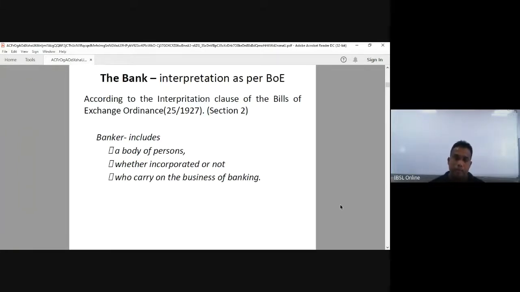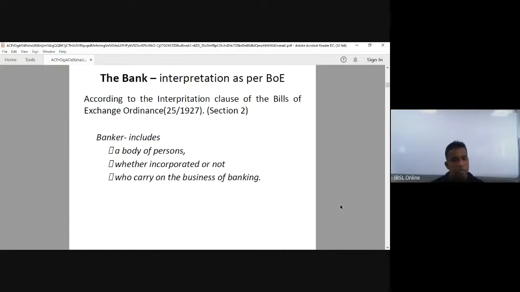banker, this is the definition given in the Bills of Exchange Ordinance: banker includes a body of persons, whether incorporated or not, who carry on the banking business. This is the definition given in the Bills of Exchange Ordinance for the word bank or banker. Now there are 3 points, we'll take one by one. The first one says the banker includes a body of persons.